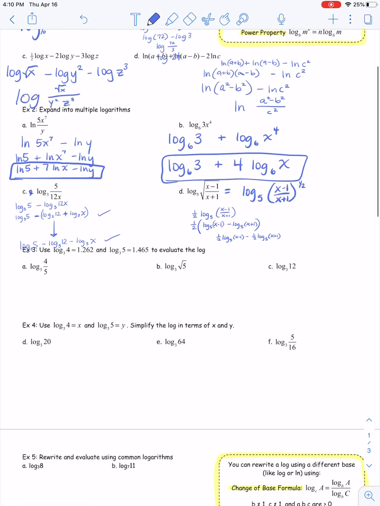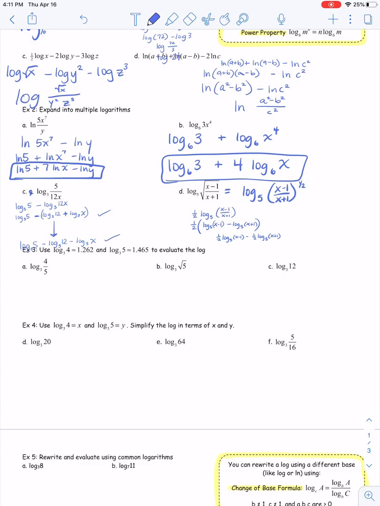Okay, so that's expanding and condensing. You really just have to take it step by step, piece by piece, and apply those three properties: the power property, the product property, and the quotient property. And obviously it goes one way or the other way depending on if you're expanding or condensing.